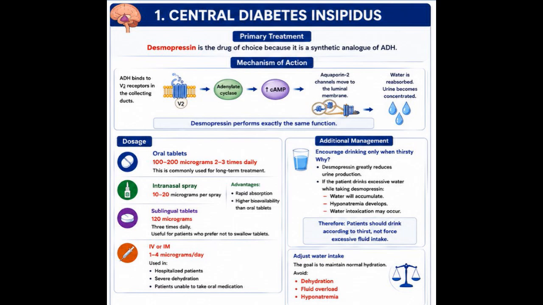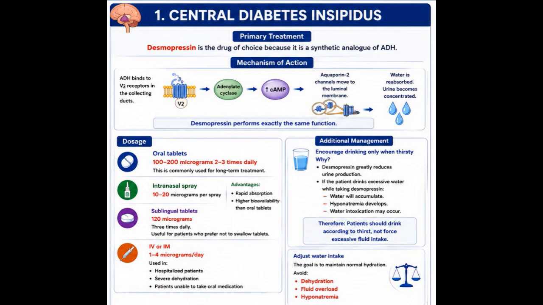IV or IM: 1 to 4 micrograms per day. Used in hospitalized patients, severe dehydration, and patients unable to take oral medication. Additional management: encourage drinking only when thirsty. Why? Desmopressin greatly reduces urine production.